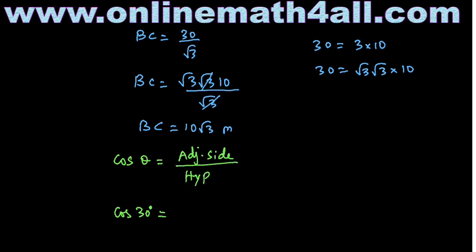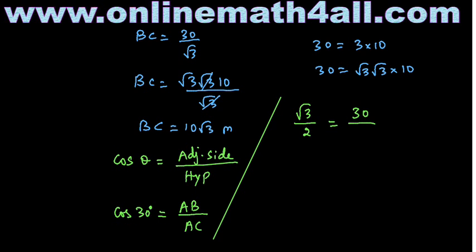For adjacent side we have AB, for hypotenuse we have AC, and we know the length of AB, that is 30, and also we know the value of cos 30 degree. So that is root 3 over 2 is equal to the length of AB, already we know that is 30, over AC. Now my aim is to get the length of AC.